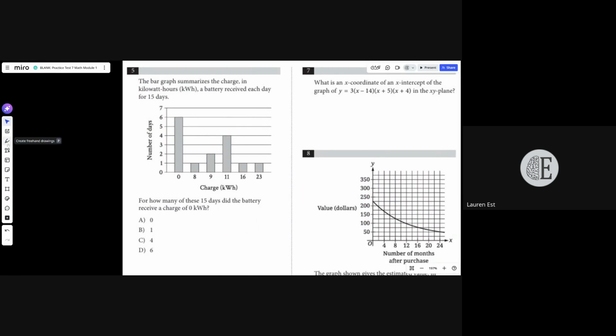Another graph. We love these. For how many of these 15 days did the battery receive a 0? So how many is the number of days if we did 0? That's going to be a frequency diagram at 6.